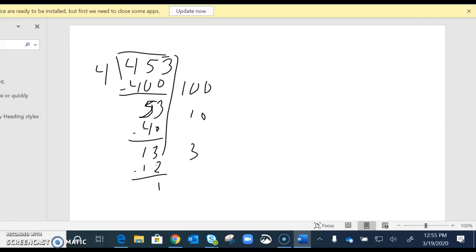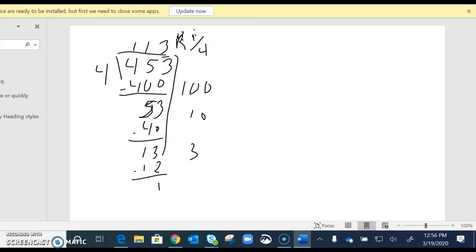So 4 goes into 453 110 plus 3, well, that's 113 times, with a remainder of 1. And we know that's the same as saying a remainder of 1/4.